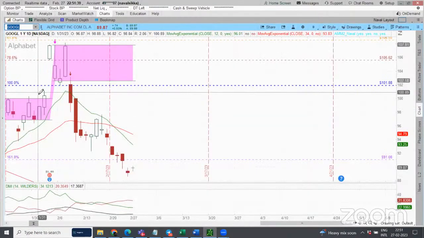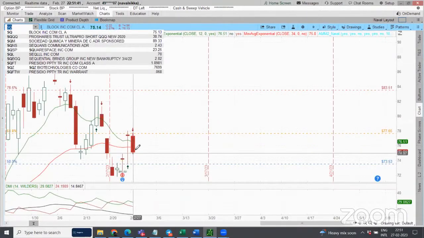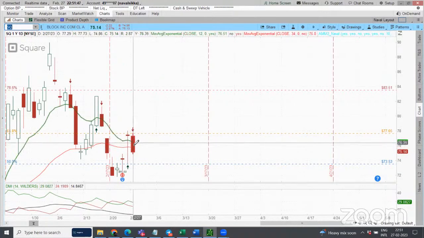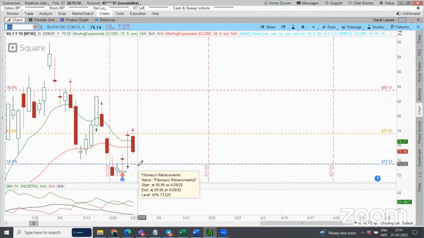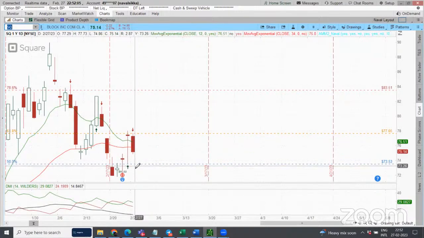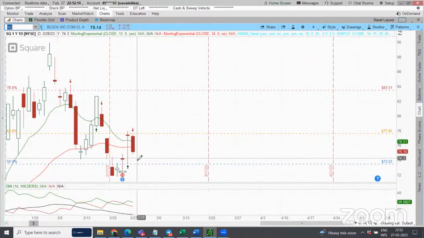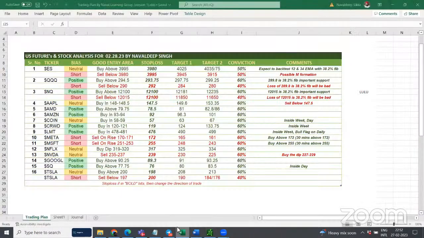Then I have Square. Square is an inside day. It got rejected right from that 77.65 area. Lost both 12 and 34 EMA. So not sure whether it's going to sustain here or not, because the numbers were all right. The numbers were not super awesome. The guidance was okay, and then the stock moved. Now it's trying to offset that earnings move. So if I have to take a trade, I would love to add this around 73.50.